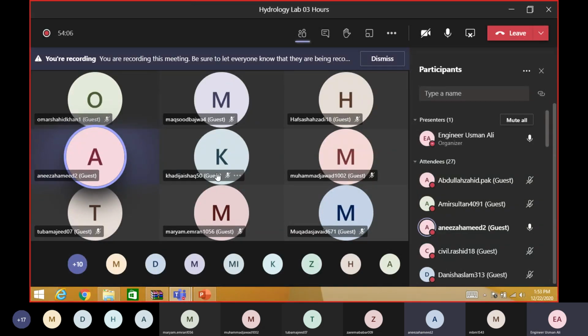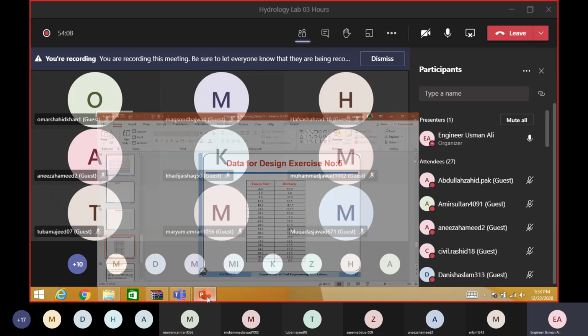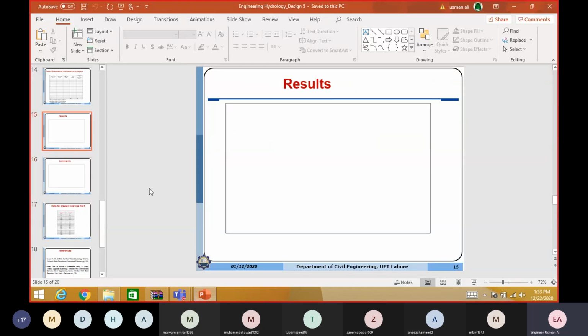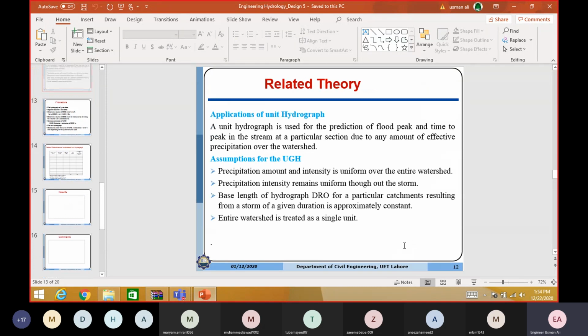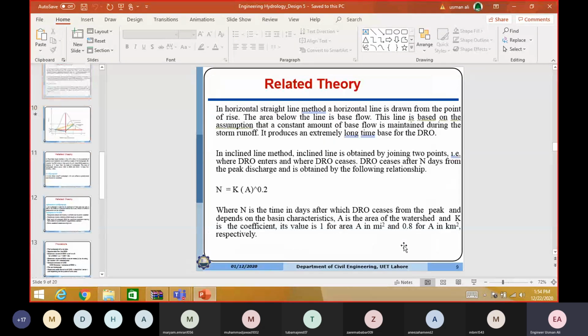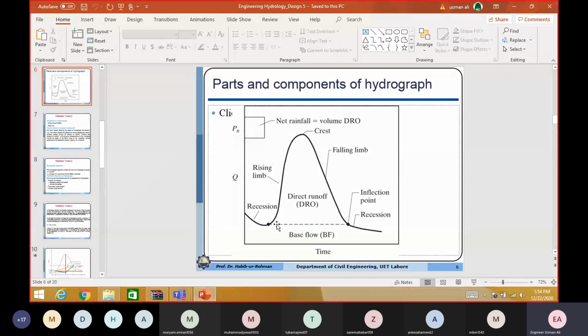Okay. So by formula, just like you did for the DRO, you sum the ordinates of the unit hydrograph, multiplied by the time step delta t, which is 6 hours, multiplied by 3600, and divide by the area. So that is one way to find it out. Or when you plot the hydrograph, say this is the unit hydrograph.